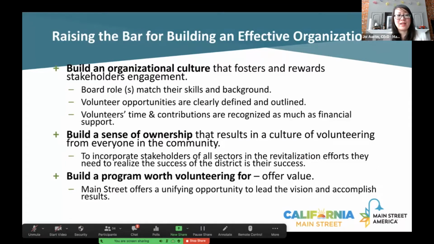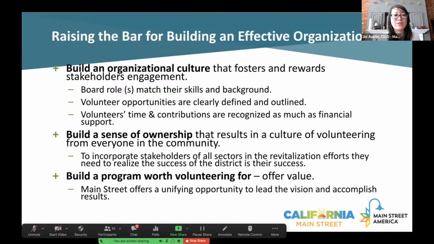Board roles can match their skills and background, but really they can also match their passions. A lot of times I find that board members can have one profession, but they're really invested in something else that they're passionate about. So how do you have those conversations and find people with those passions? They're there to help build that sense of ownership that results in that culture of volunteering for everybody in the community. So they're really leading by example in a way.